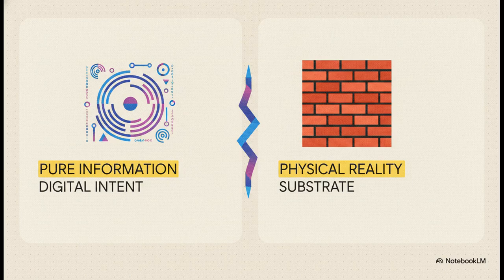It's a really visceral clash. On one hand, you have the digital intent, pure information, weightless, acting as the record. On the other hand, you have the red brick wall, the heavy physical reality, or the substrate. True sovereign action requires both, right? You need the abstract code, but you absolutely have to have the physical world to execute it.